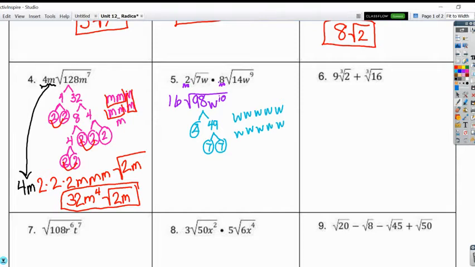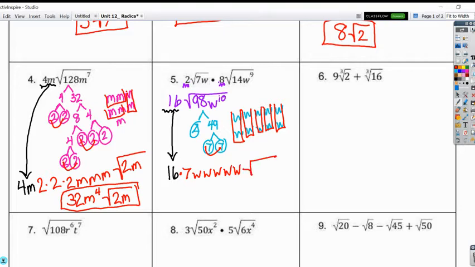So whatever I had in front of the radical is going to have to come along for the ride. We haven't lost it. And then we start looking for those matches. So I have a match of 7s to get written once. And I've got a pair of w's to write once, a pair of w's to write once, a pair of w's to write once, a pair of w's to write once, and a match of w's to write once. Anything that's left over stays under the radical, and that's my number 2.